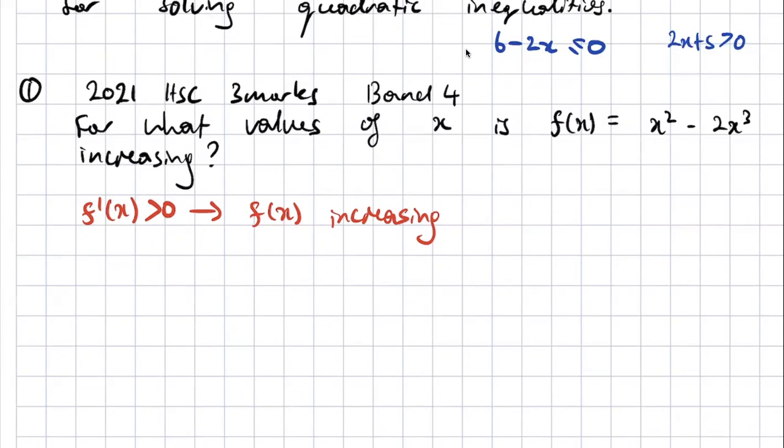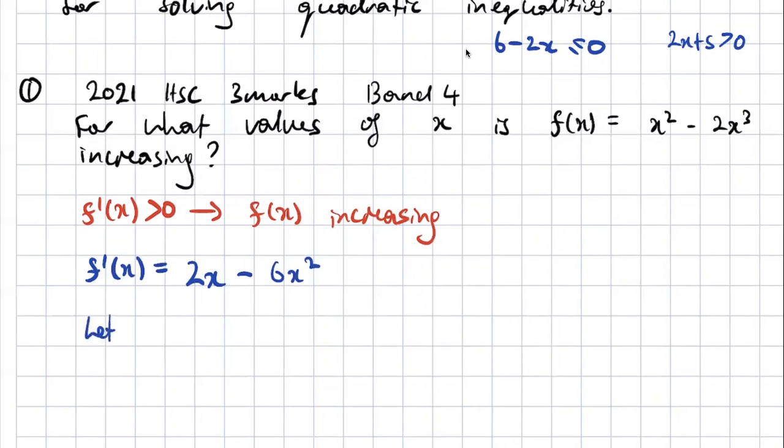Where we want to find where a curve is increasing, we want to check where the first derivative is greater than 0, because that's where all of our gradients are going to be positive, meaning the curve is going up, so it's increasing. The first thing we're going to do is differentiate. So f dash of x: differentiating x squared, we end up with 2x, and differentiating 2x cubed, we end up with 6x squared.